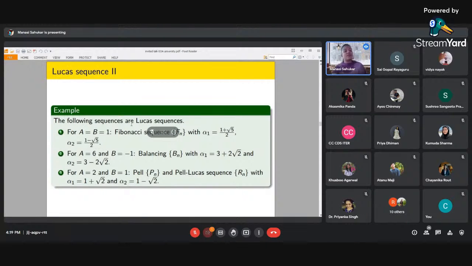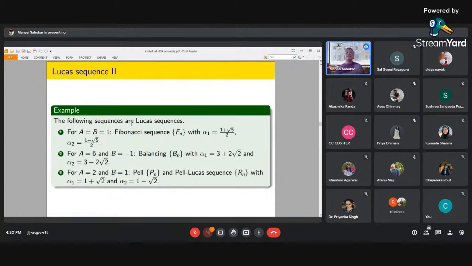But if you pick a is equal to 6 and b is equal to -1, then we'll get one more Lucas sequence, but with different alpha 1 and alpha 2. There alpha 1 will be 3 plus 2 root 2, and alpha 2 will be 3 minus 2 root 2. And one more will be the Pell and Pell Lucas sequence. That is also very familiar.